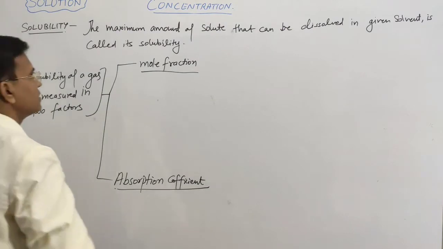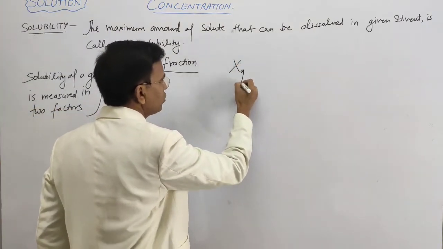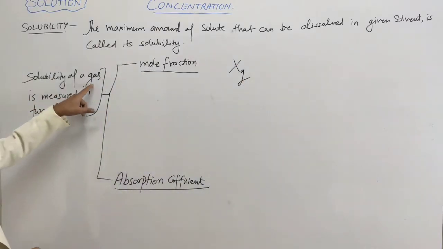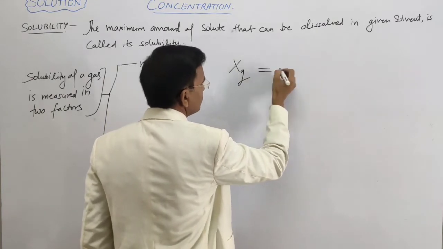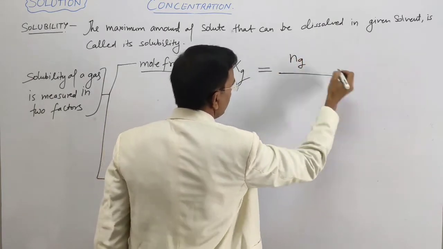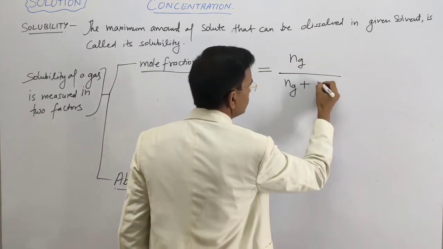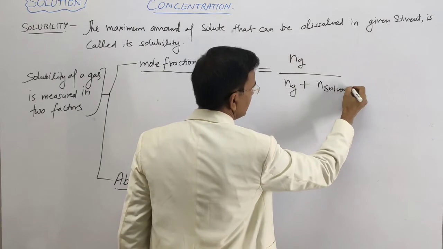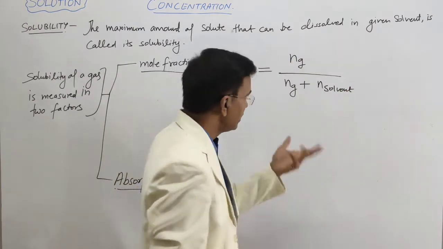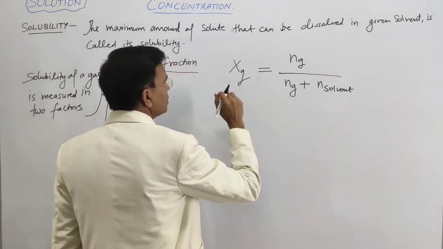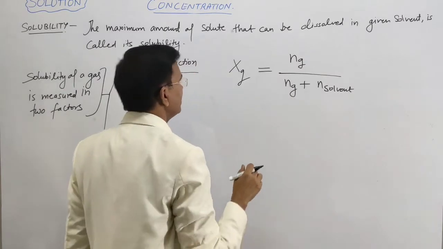Now the mole fraction is represented by X. Here we are talking about the gas, so G stands for the gas. So X gas is equal to moles of gas upon total moles of gas plus moles of solvent. The solvent may be any, whether it is a gas or a liquid. So moles of gas upon moles of gas plus moles of solvent, the total moles of the solution.